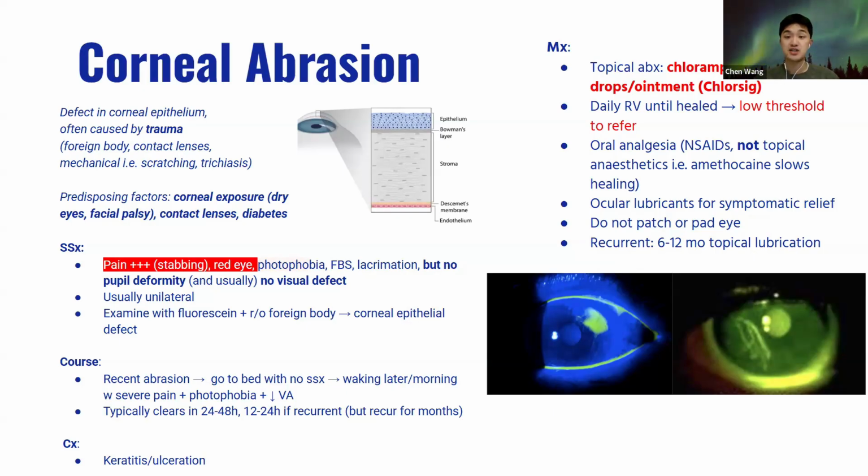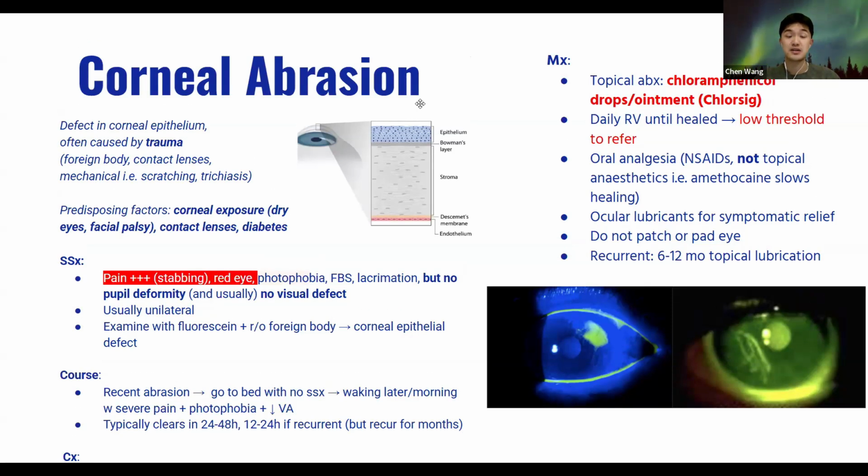So basically for management, you will want to see them in clinic every day until the abrasion heals. The cornea actually has a remarkable healing ability. It usually will clear the abrasion by itself and fully heal by about 2 days. But you really want to see the patient every day until it's fully healed. And if it doesn't get better, there's room for referral to ophthalmology.